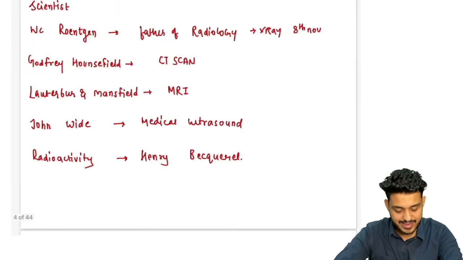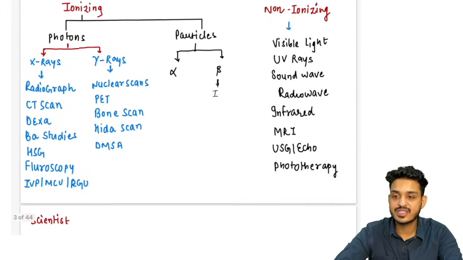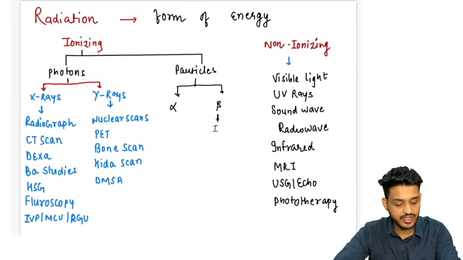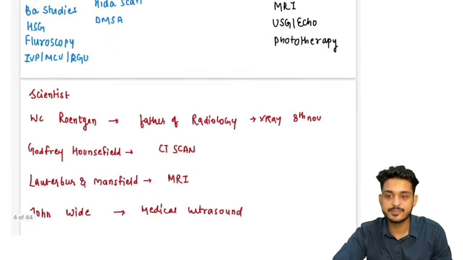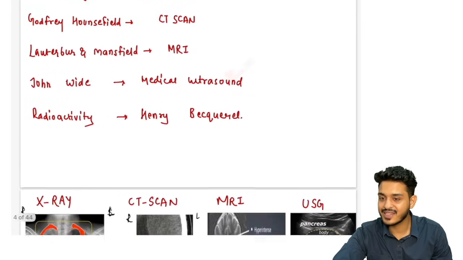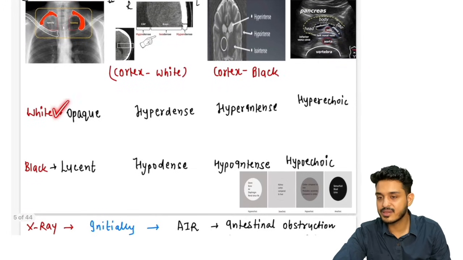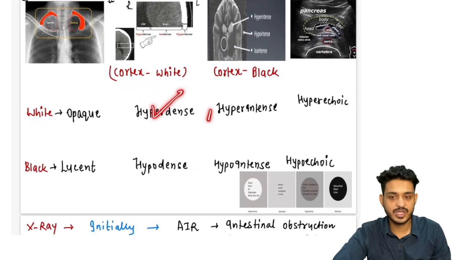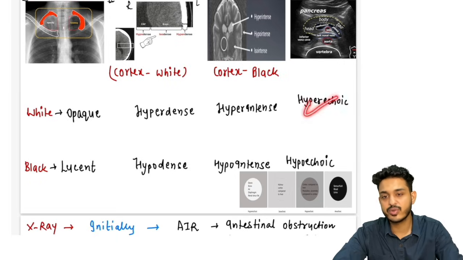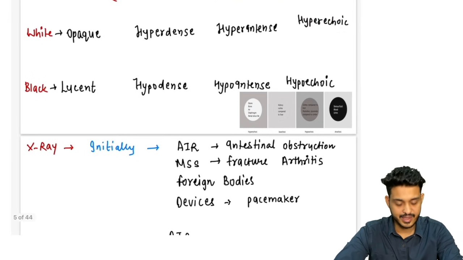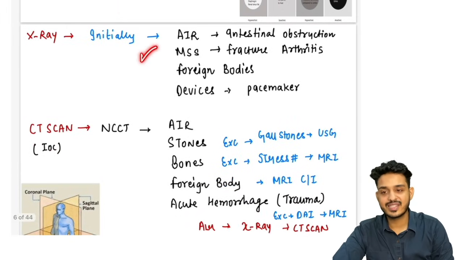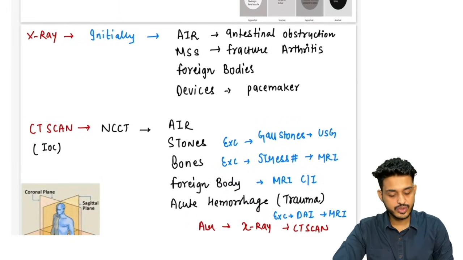Let me just summarize everything for you. We have discussed radiation, what radiation is, and the types of radiation: X-rays, gamma rays, and non-ionizing radiations. Then we discussed certain important scientists. Then we discussed what is going to be opaque, dense, and echoic. Hyperechoic means white, hypoechoic means black, right? Then we discussed X-rays, what they are and when we are going to use them.